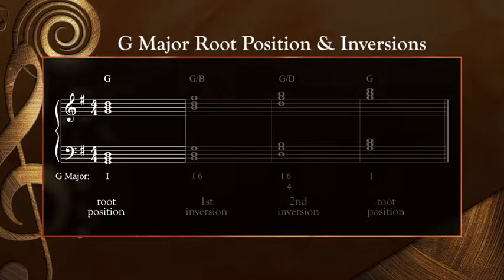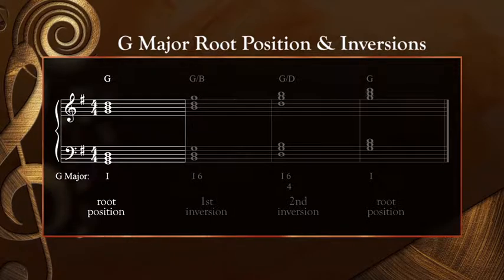So let's take the G major chord. This looks familiar and it is stacked in thirds. When you see it like this on the staff, we know that the name of the chord is the bottom note, in this case G. And we say that it is in root position because the root, or the name of the chord, is on the bottom.